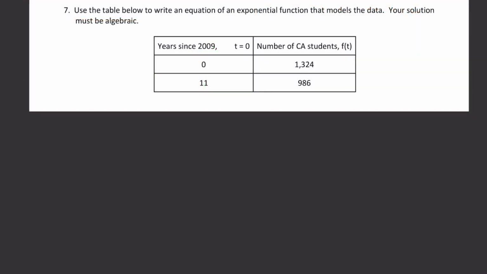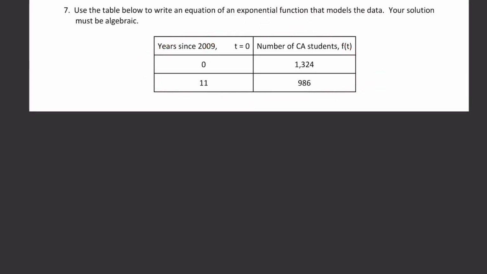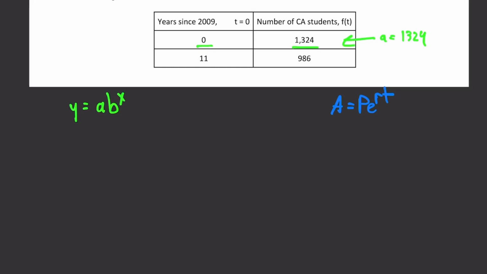Question number 7 wants you to create an exponential function that models this data right here. All right, very similar to one we did earlier on the review. And if you remember, I told you you'll be given the y-intercept. So if you notice here, you know A is going to be 1324. Now there's a couple models you can use. I'm going to do it both ways. You only need to do one. I'm going to use our standard y equals ab to the x. You could also use our PERT model.